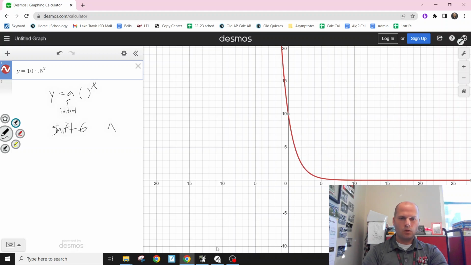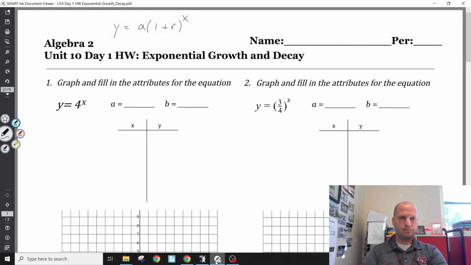Okay? So let's get into the homework. We'll look at 4 to the x. Now, what's important, and I don't love these examples, there's no real initial value. You start at 1, and you're growing by 4 times. We can have this also look like y equals a times b to the x. If b is greater than 1, we are growing. If b is between 0 and 1, if it's a fraction, if it's a decimal, it's decaying.